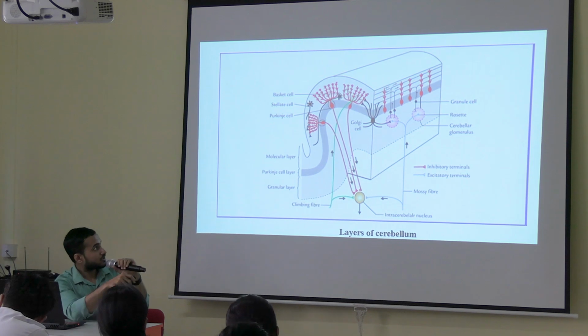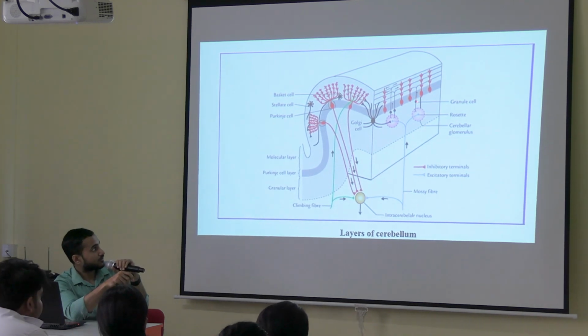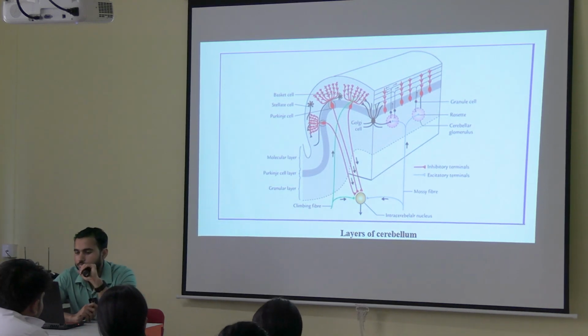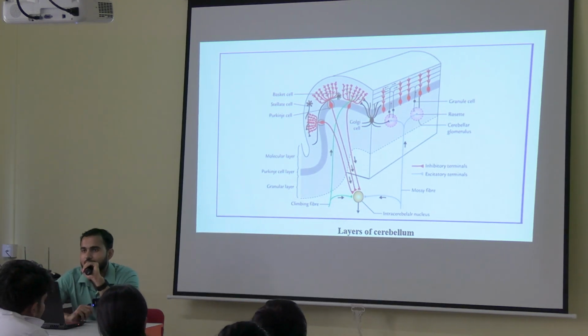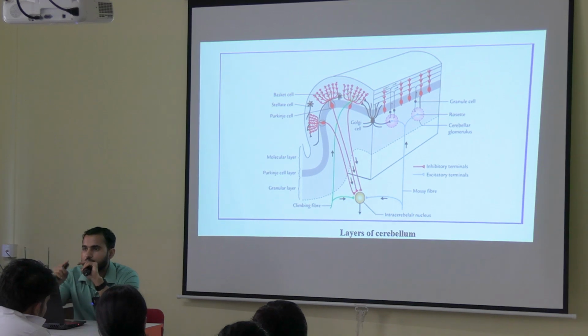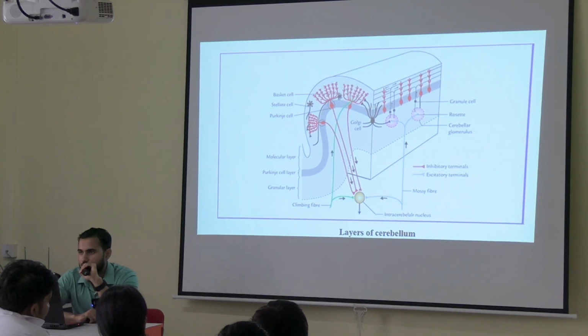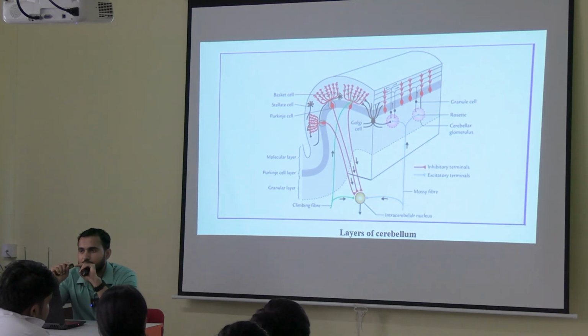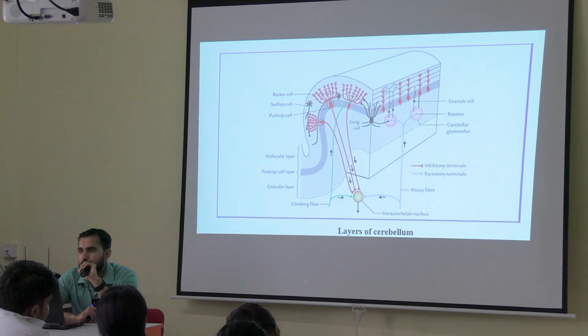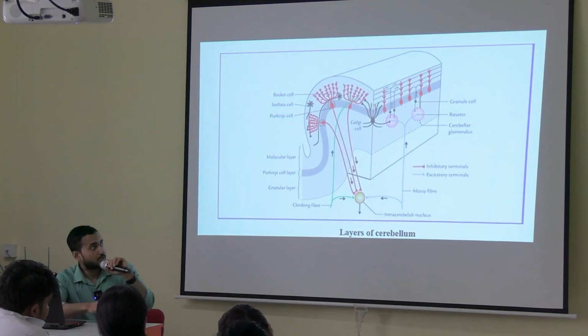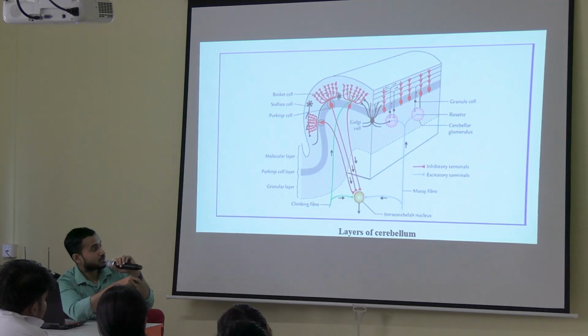Now, this granule cell, what do its axons do? Can you see the axons of the granule cells? These are the axons of the granule cells. They will pass up to the molecular layer. Once they reach the molecular layer, they will bifurcate at a T junction. After bifurcation at the T junction, the fibers run parallel to the long axis of the folium, and that's why they are called parallel fibers.